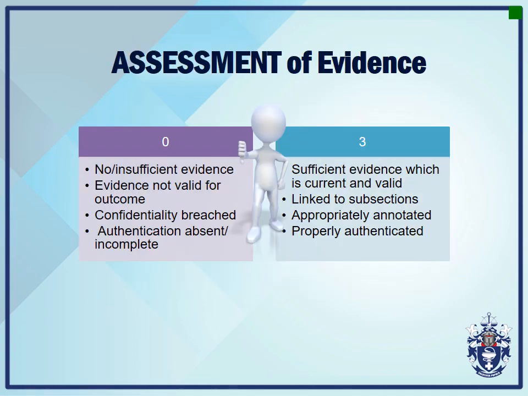In terms of your evidence, where the evidence is insufficient, not valid, confidentiality is breached, or authentication is absent or incomplete, all of that gives you a 0. A 3 is when the evidence is sufficient, current, valid, linked to the behavioral statements, appropriately annotated and properly authenticated, and labeled correctly. If you are providing a picture, provide a picture of yourself and annotate who you are.